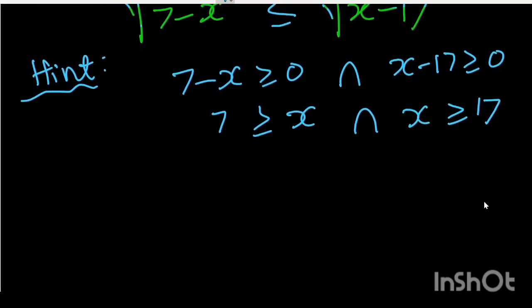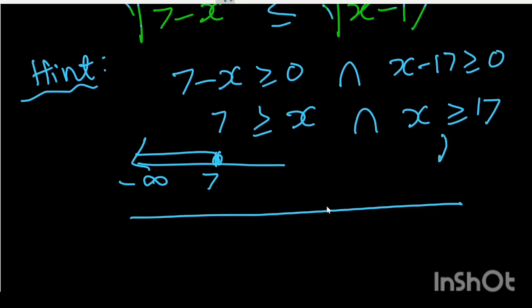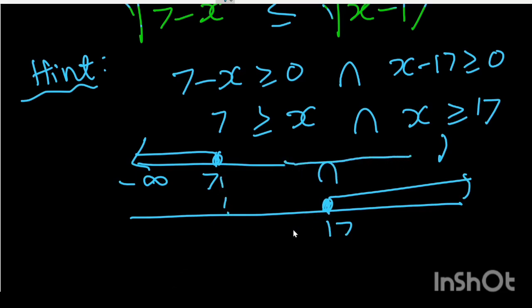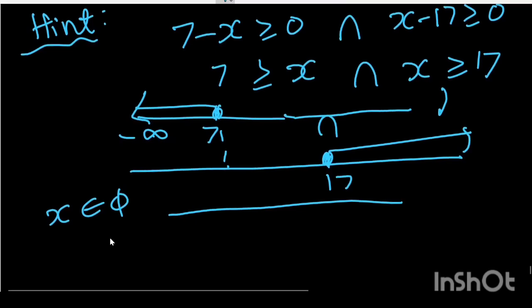Now here x is less than equal to 7, which is minus infinity to 7, and here this one is greater than equal to 17. So if you take the intersection, what will you get, guys? Yes, there is nothing common. So x belongs to phi, or we can say that there is no domain.